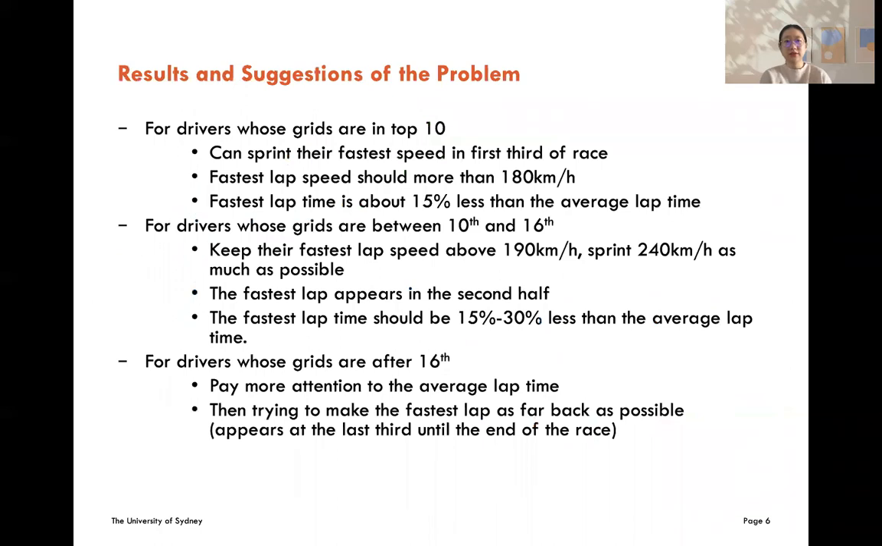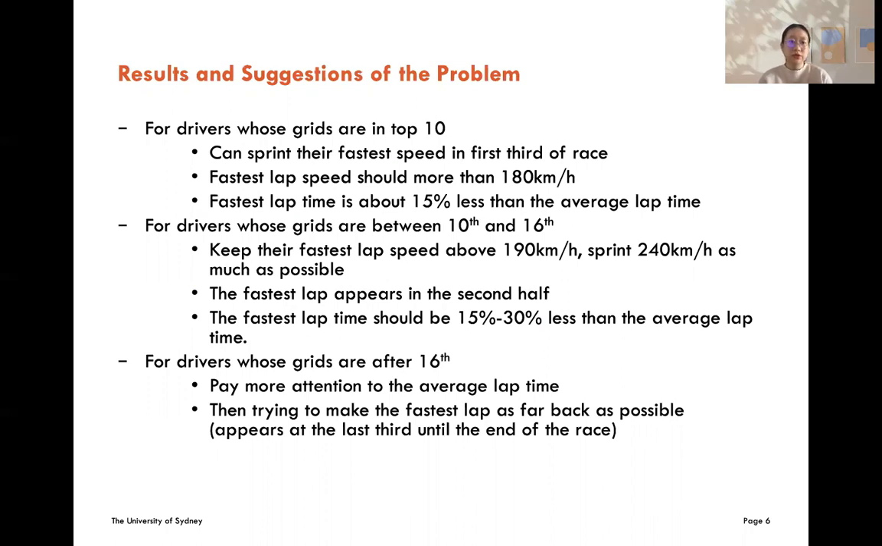And then we get to the results, and we give suggestions for the drivers. For the drivers whose grades are in the top 10, maybe they can sprint their fastest lap speed in the first third of the race. The fastest lap speed should be more than 180, and the fastest lap time is about 15% less than the average lap time.